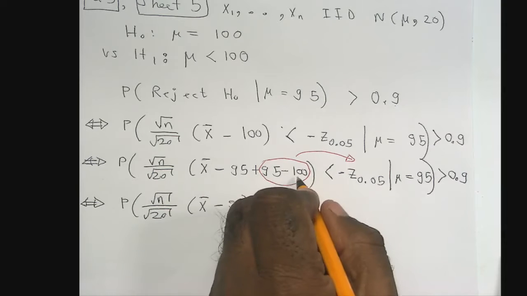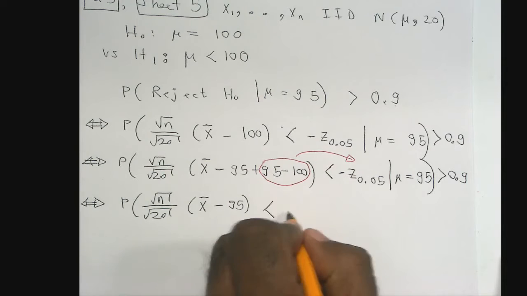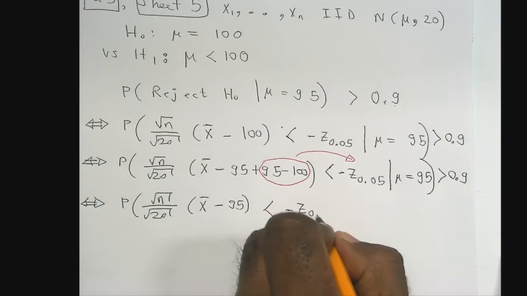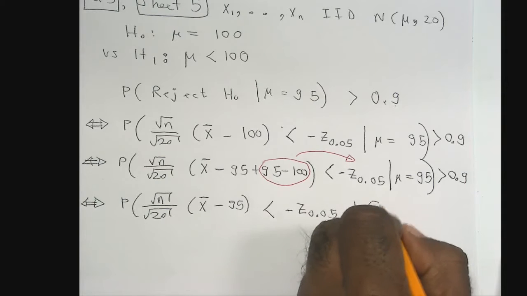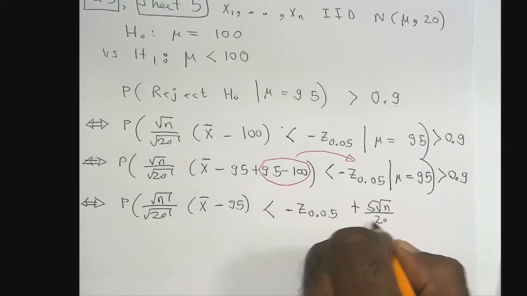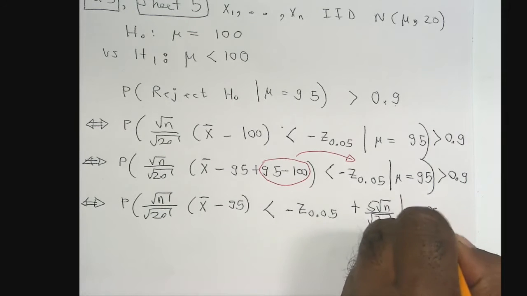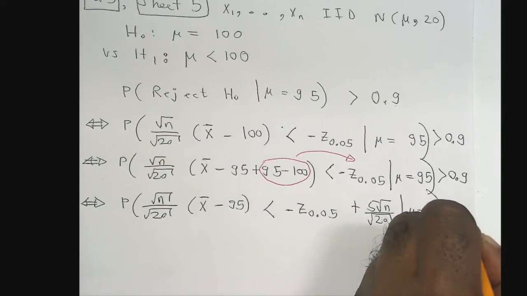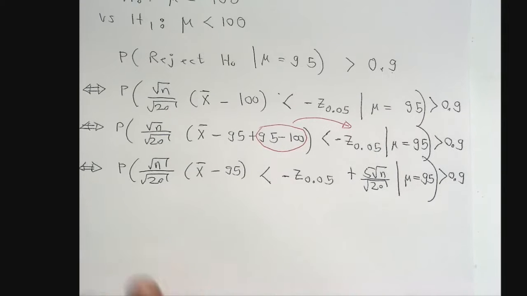95 minus 100 is minus 5. You should take it to the other side. It becomes plus. So it will be minus z_0.05 plus 5 root of n divided by root of 20. Are you guys with me so far? Yeah?